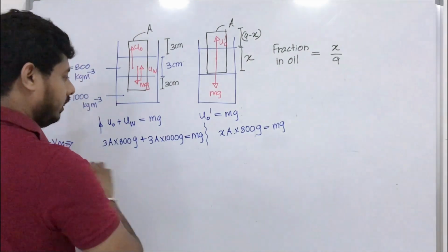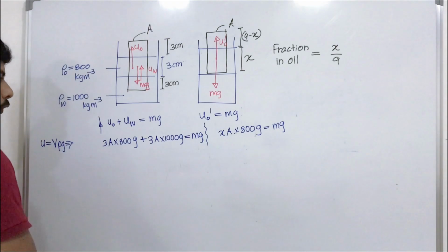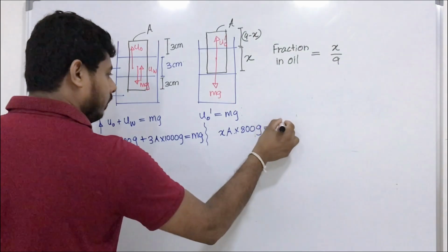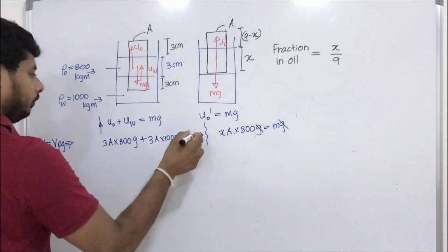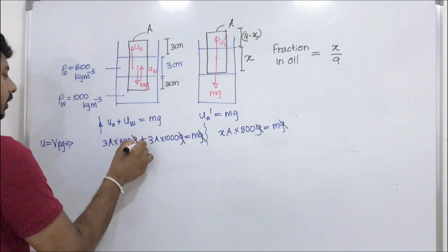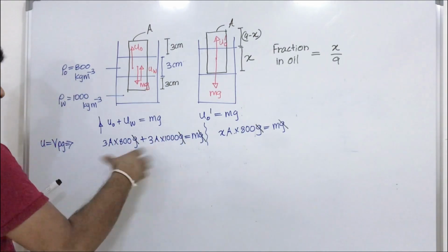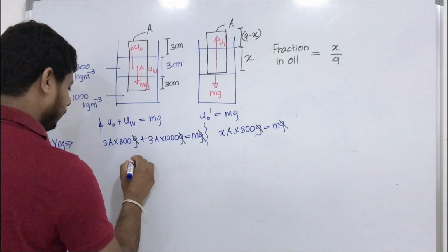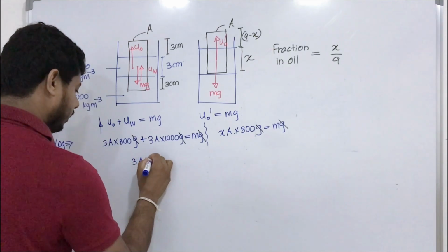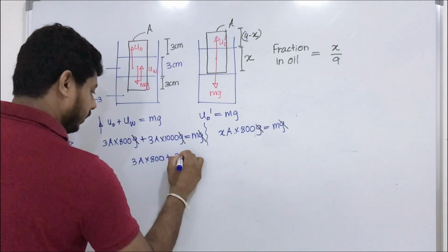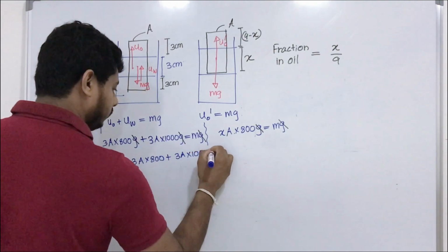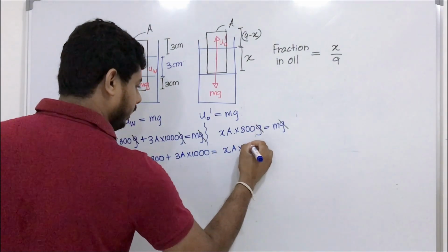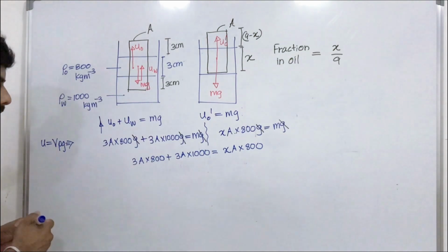So now you can take one single expression, right? Before writing down that expression, you can do one simplification. Here you have g, here you have g. You can cancel out. Here also you have g, g, g. You can cancel out. Now you can equate both expressions. So here we can get 3a into 800 plus 3a into 1000 equals xa into 800. Now you can go for the further simplifications.